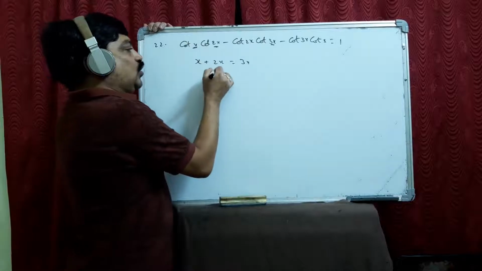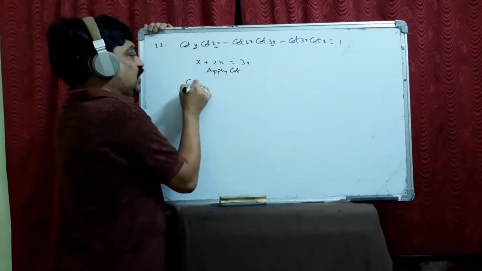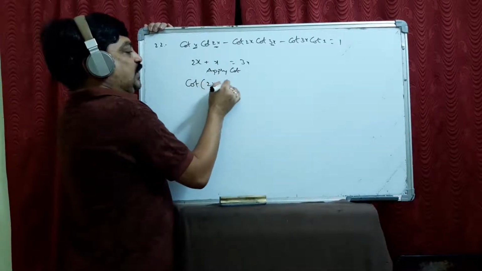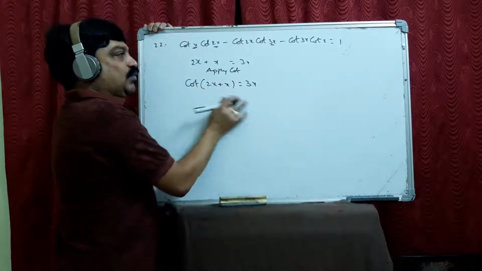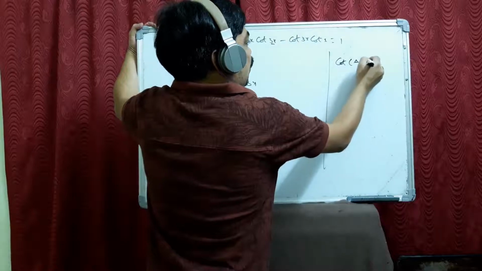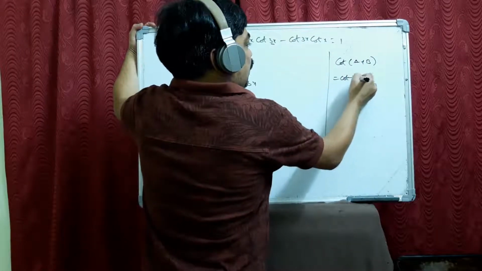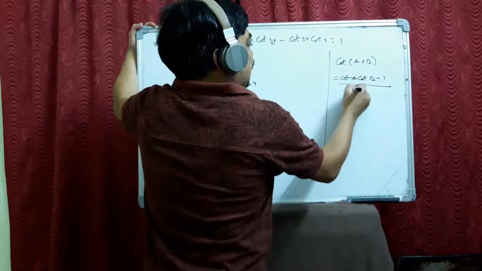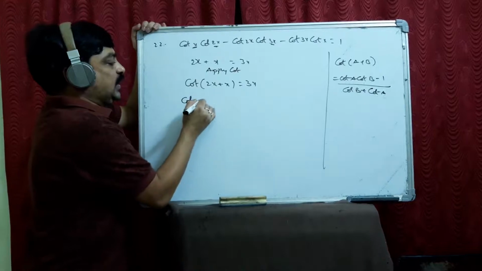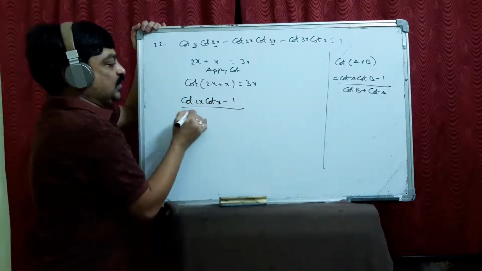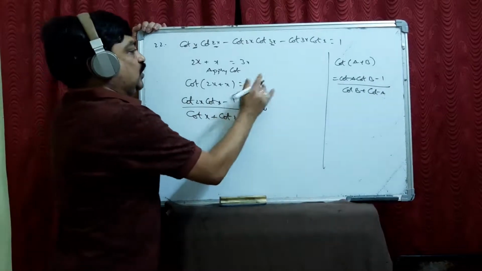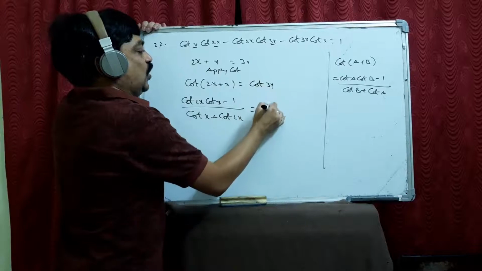Now just apply cot on both sides. You better write 2x plus x, that's what I told you. 2x plus x is equal to 3x. What is the formula of cot a plus b? I write here: cot a plus b will be cot a cot b minus 1 by cot b plus cot a. Now it becomes cot 2x cot x minus 1 by cot x plus cot 2x is equal to, sorry, here also cot applying now on both sides, cot 3x.